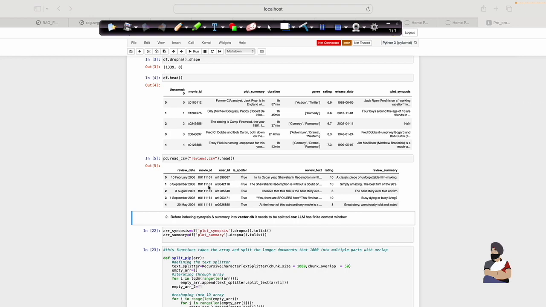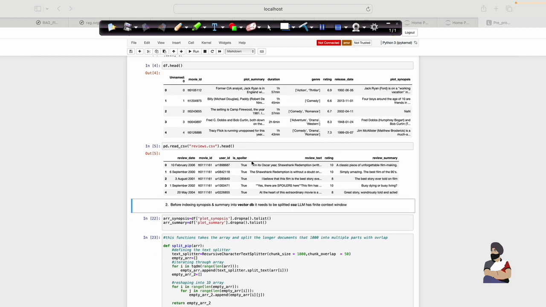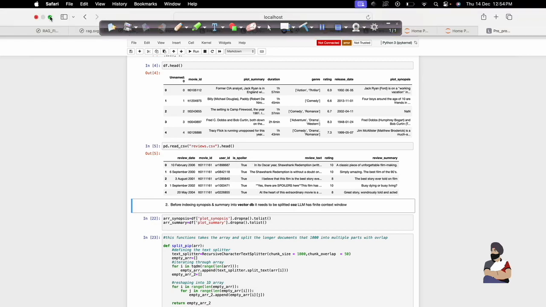This is a review data set, and is_spoiler is the label. If it's a spoiler, it is going to be true, and if it's not a spoiler, it is going to be false. There is very little confidence in these labels, because they are predicted using a simple model.